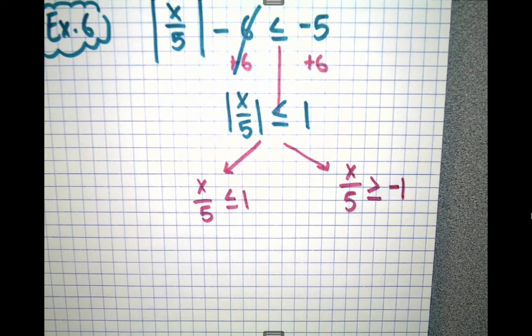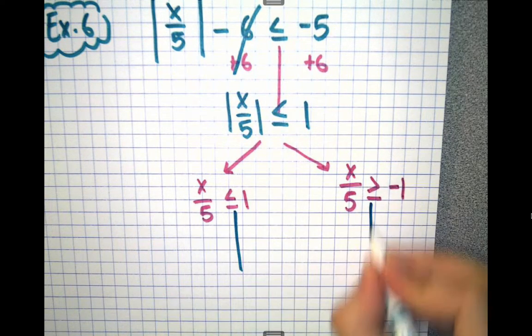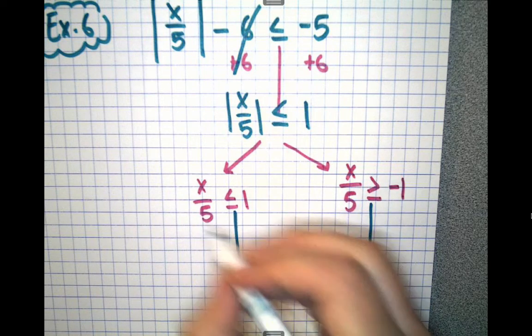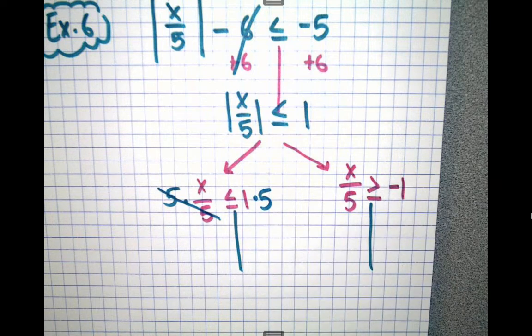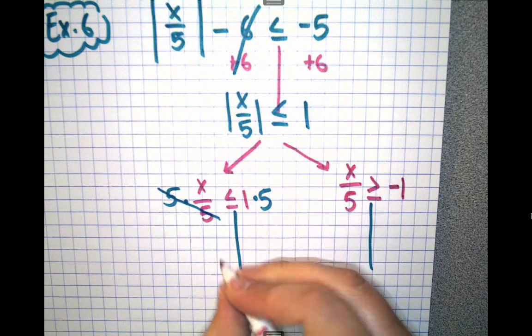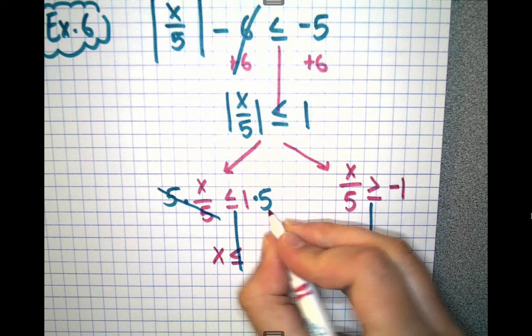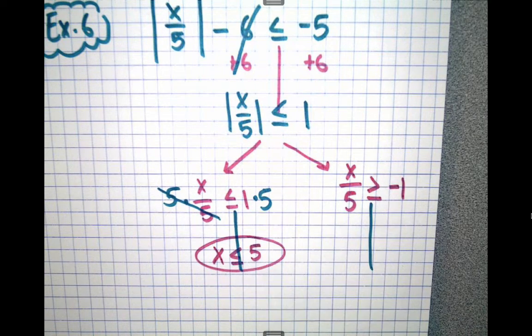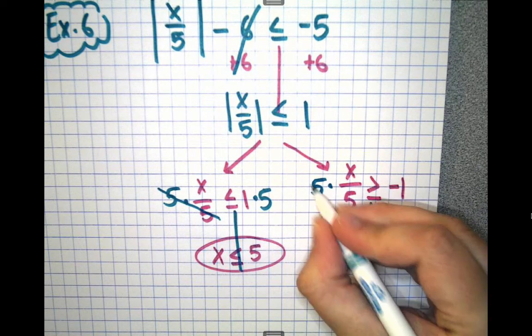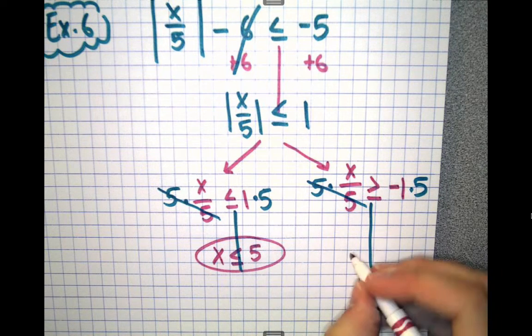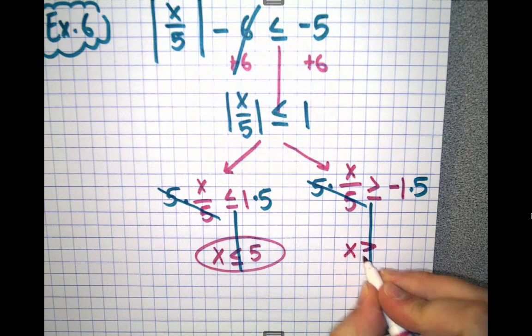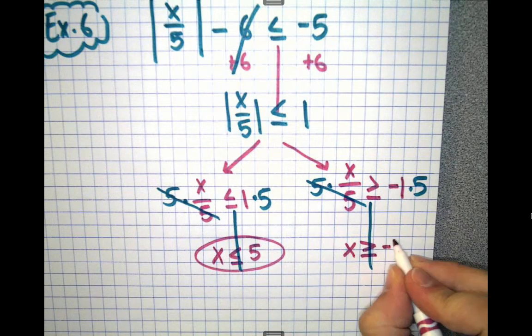And then what do I do? I put a line down the symbols and I start solving. So a little line here, little line here. We got to get rid of the divided by 5, so we're going to times by 5 to get rid of it. That's going to give me a solution of x is less than or equal to 1 times 5, which is 5. So there's my first solution. For my second solution, I'm going to do the same thing. I'm going to times by 5, times by 5. That's going to get x isolated all by itself, and it's going to be greater than or equal to negative 1 times 5, which is negative 5.